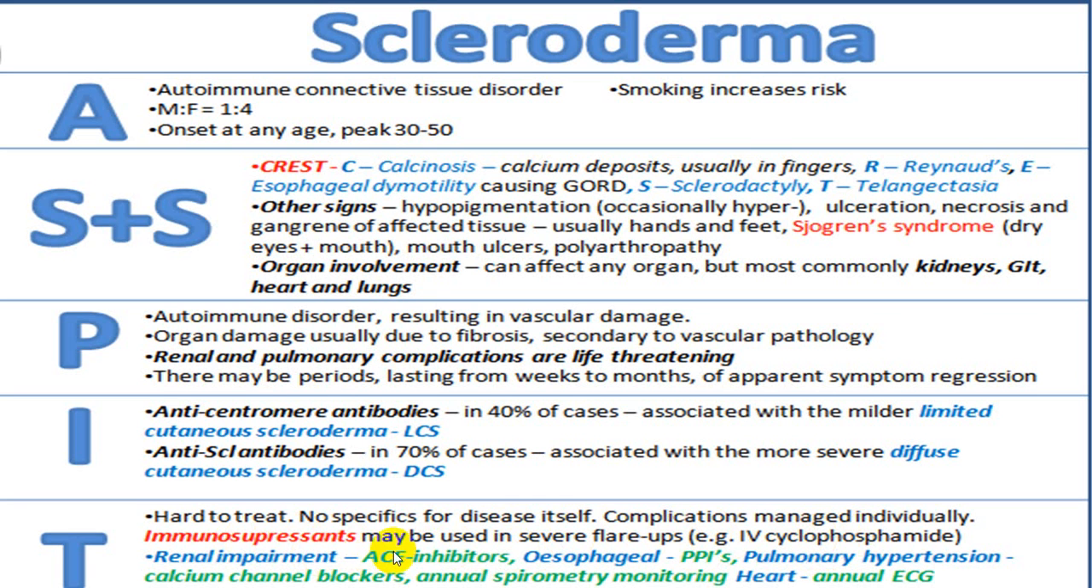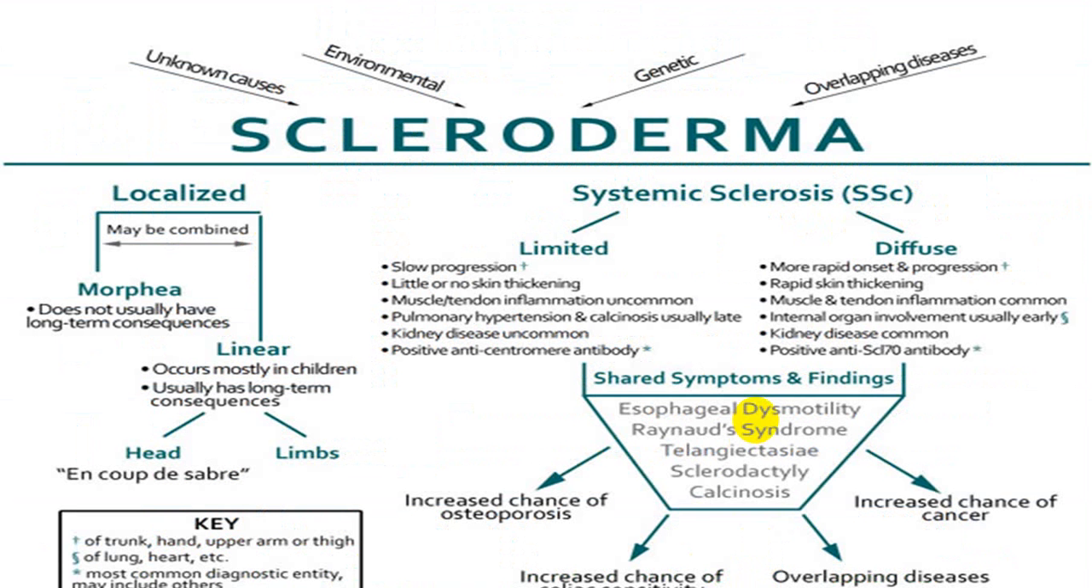Renal impairment, we usually treat with ACE inhibitors. Esophageal motility problems, we treat with proton pump inhibitors. And pulmonary hypertension is treated with calcium channel blockers. And in the heart, you will have to go for an ECG, and depending upon the involvement of the heart, you will have to treat. Usually prognosis is poor, so there is hardly any treatment left.